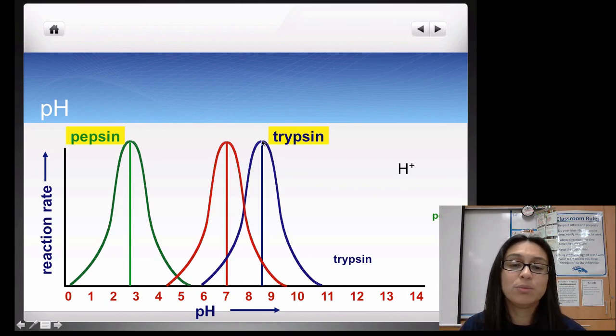And again, as you move away from it, you're going more toward the acidic side, you're increasing the hydrogen ions. That will interfere with the bonds within the enzyme, break it apart, denature it. As you go more towards the basic, that decreases the hydrogen ions. That's going to affect the weaker bonds that hold it together and denature it that way.